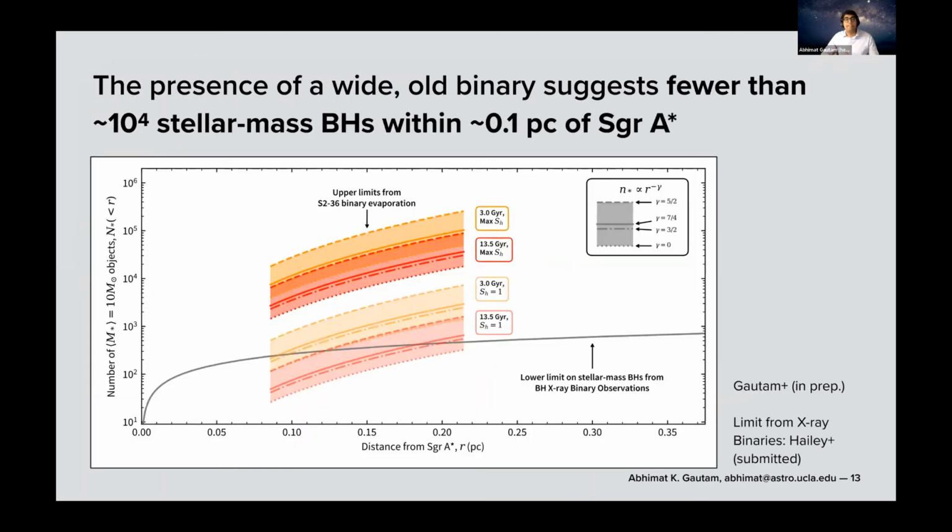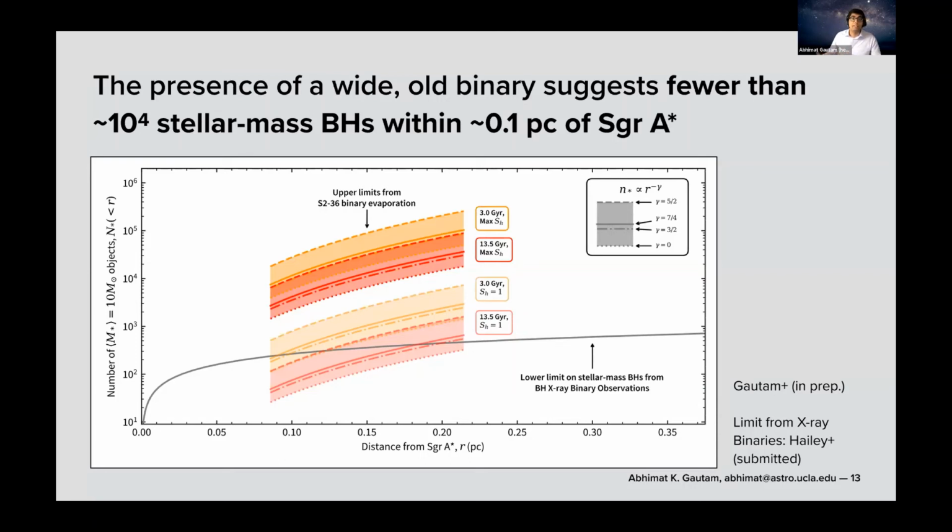And this is very exciting, not just on its own, because if we assume that it's lived its entire life where we see it today and apply the binary evaporation idea to it, it lets us get the tightest observational constraint so far on the number of dark cusp members close to the supermassive black hole in the galactic center. So what this plot shows on the horizontal axis is distance from the supermassive black hole, and on the vertical axis is the number of 10 solar mass objects, roughly the expected mass of stellar mass black holes that would make up the predicted dark cusp.